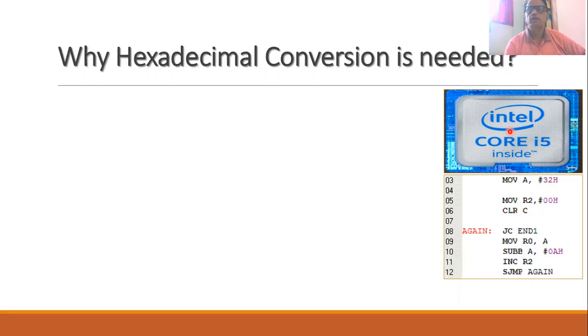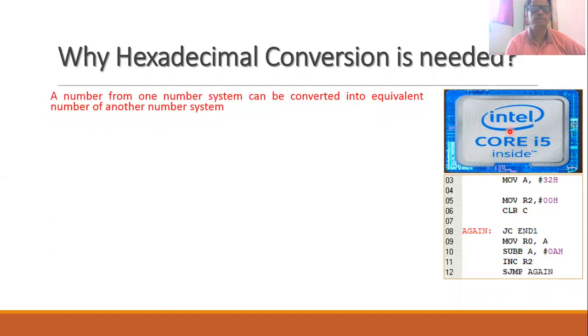And whenever it is time to write microprocessor programs, you will need to make use of hexadecimal numbers. There are four number systems: decimal, binary, octal, and hexadecimal. A number from one number system can be easily converted into another number system. When we convert the number, what we are actually doing is changing the base of the number.